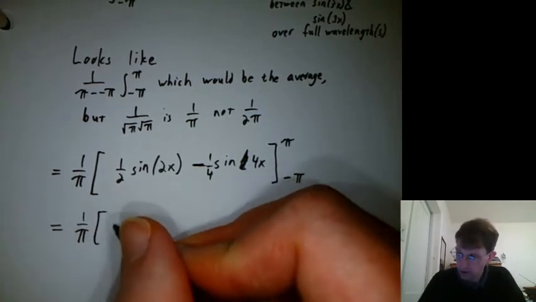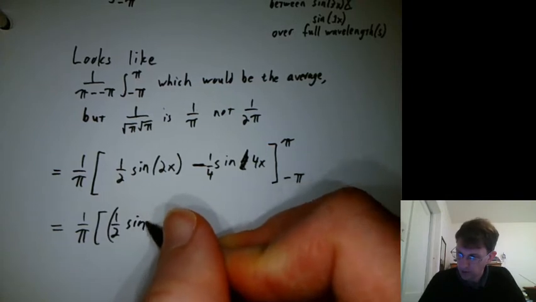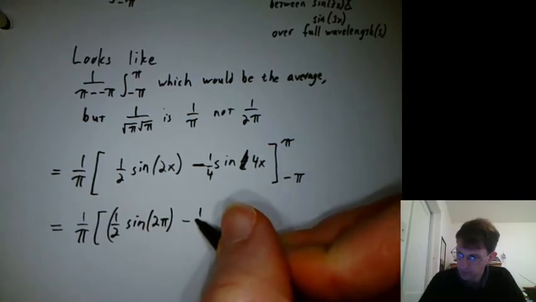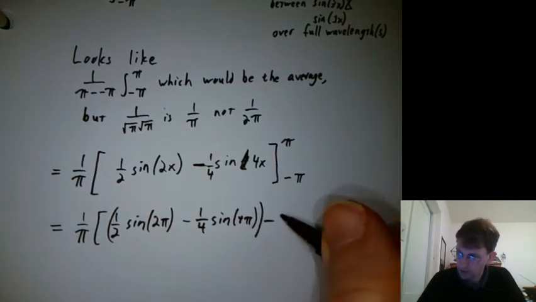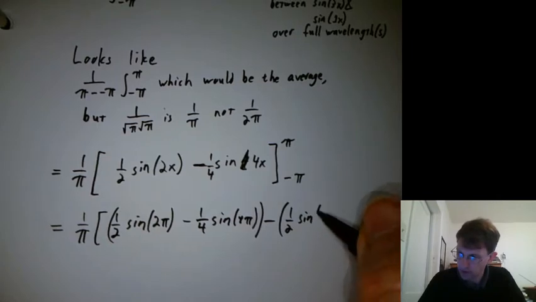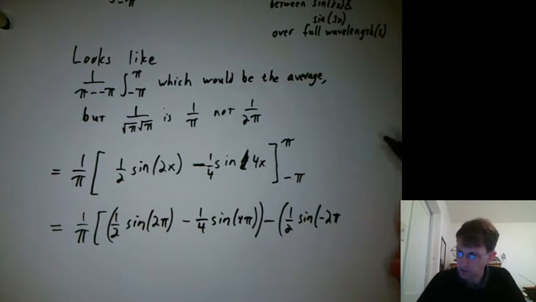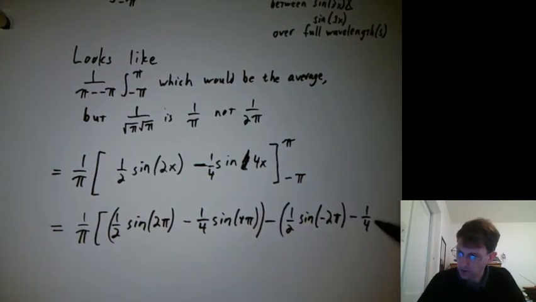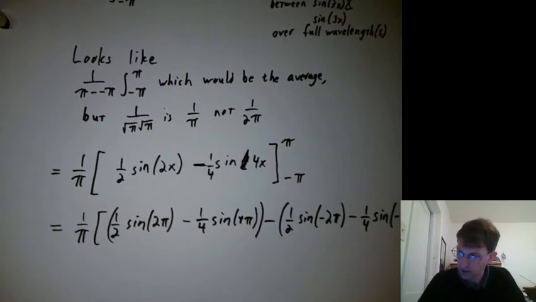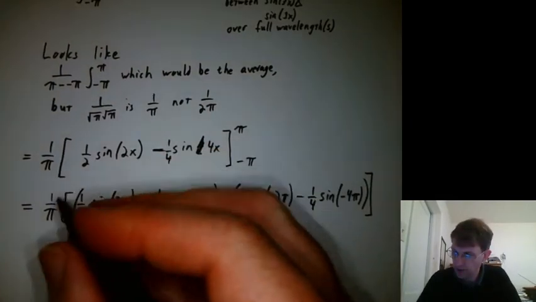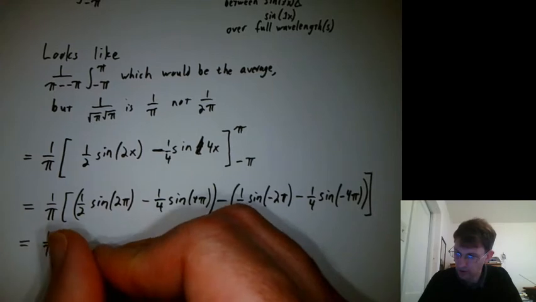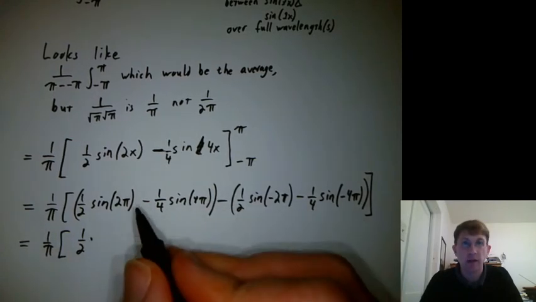Ready? So we have 1/2 sine of 2 pi minus 1/4 sine of 4 pi, minus 1/2 sine of negative 2 pi, or negative pi times 2, minus 1/4 sine of negative 4 pi. Need a bigger camera here. And what does that all end up being? 1 over pi, 1/2 times sine of 2 pi.